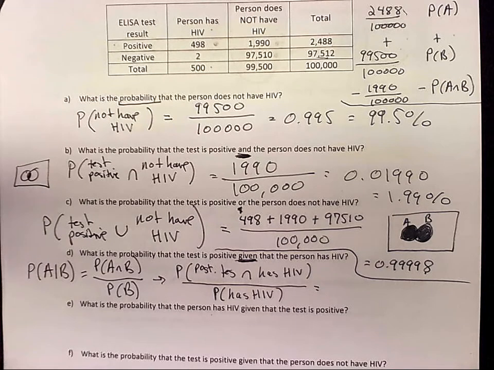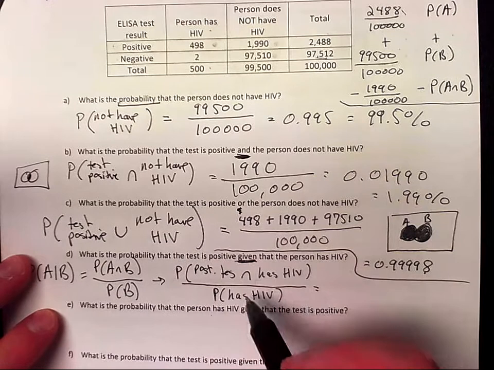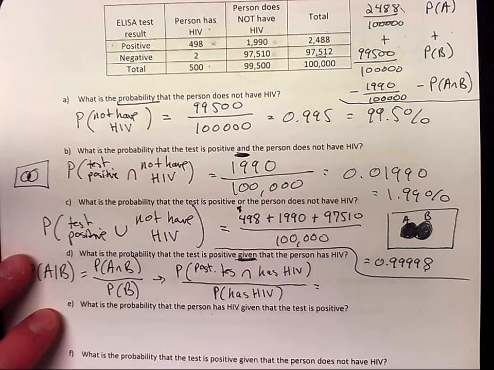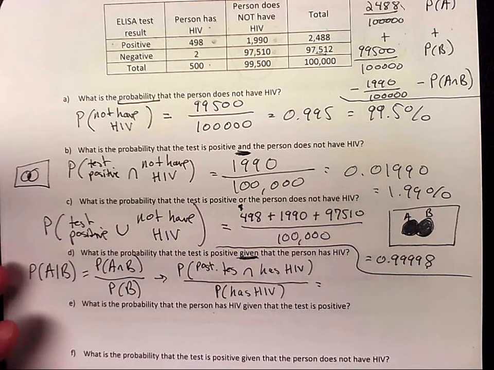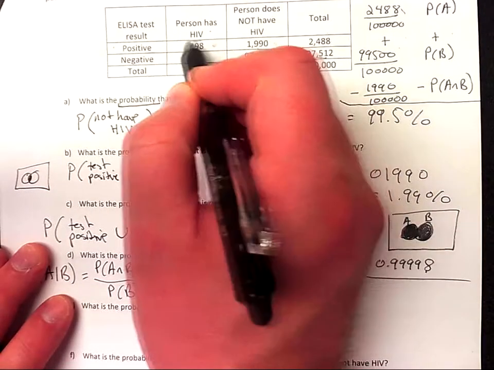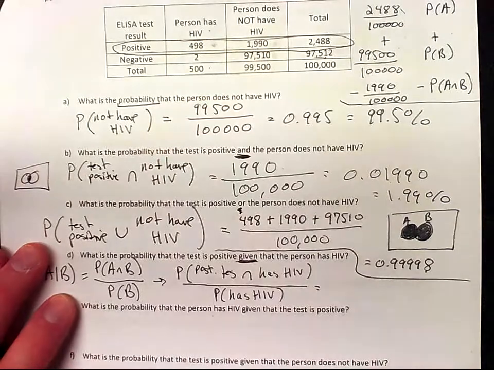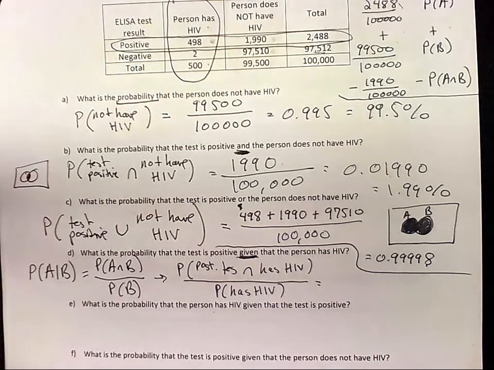So then if we go up here, and we did it just like we did in the previous problems, we want to find the intersection of positive and has HIV. How would you go about finding that? Where they overlap, right? So you can make a circle around positive test result. And now we're going to make a circle around has HIV.